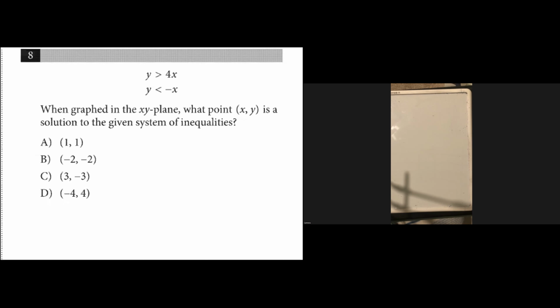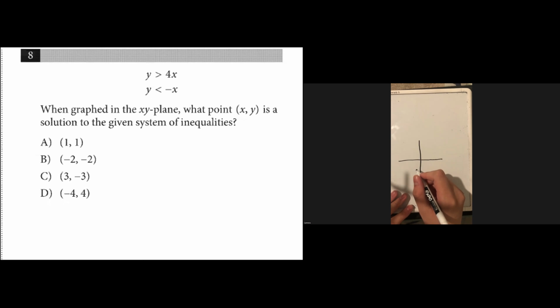Okay, so for this one, we get 2 equations. And so there's 2 ways we can solve this. We can either set these equal to each other, or we can draw a graph. I prefer drawing a graph because it's kind of easier, and maybe a bit more visual, I guess.